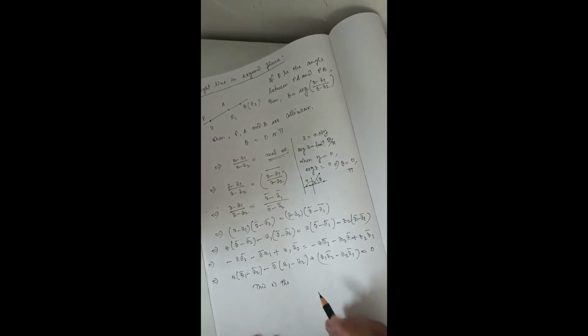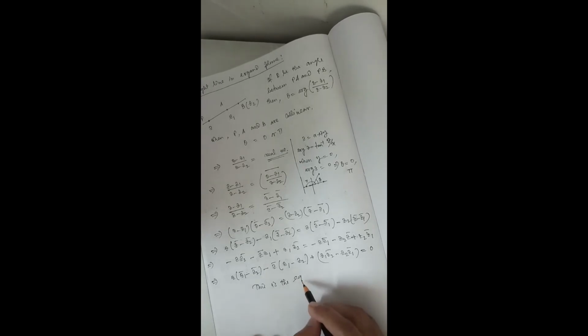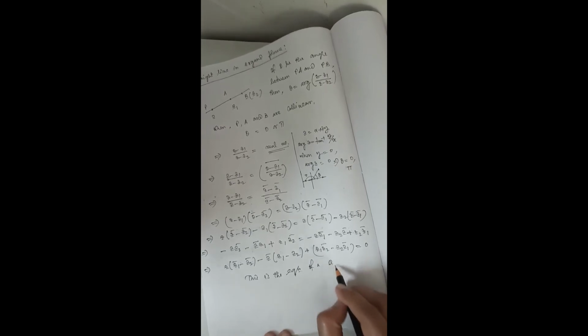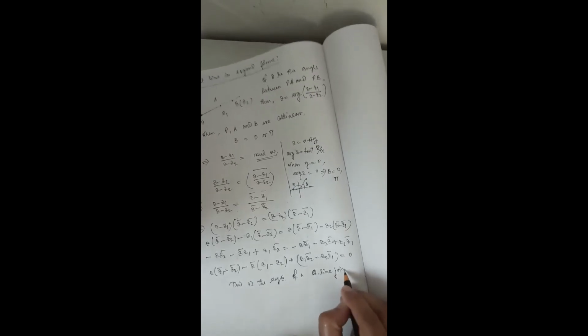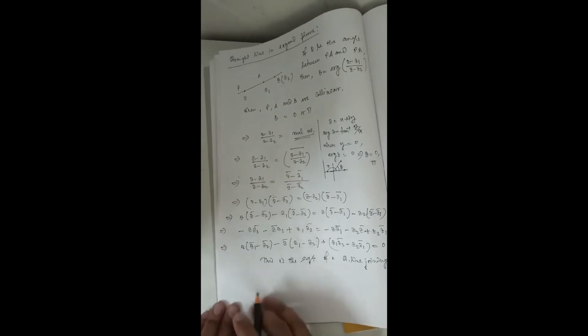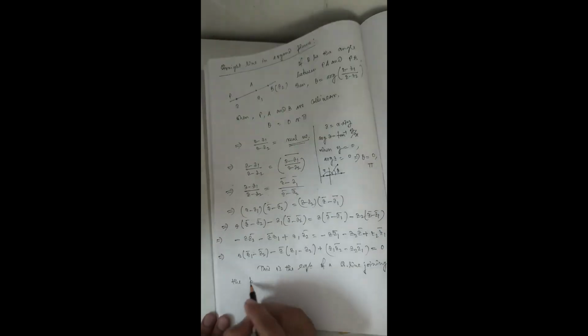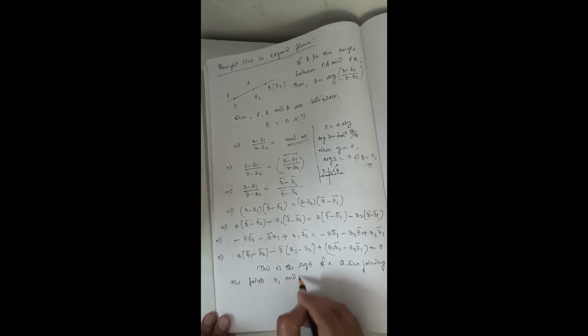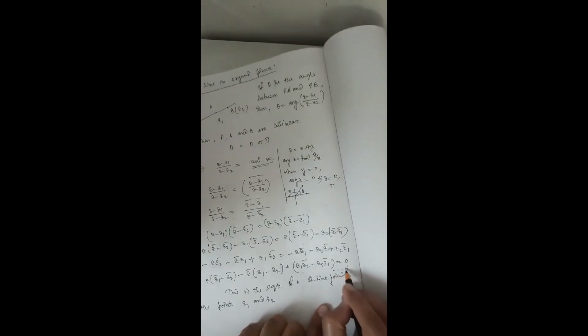This is the equation of a straight line joining the points z1 and z2. Now, name it as 1.